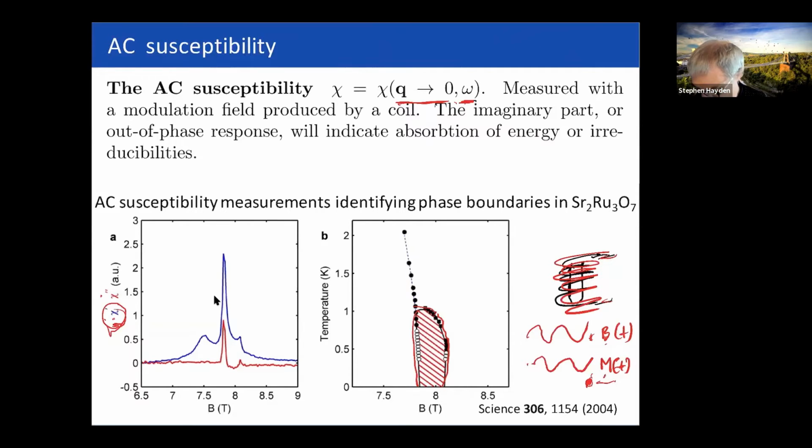So that would be the magnetization that has a cos variation to it. So you can see in this case the red one is the out of phase and the blue one is the in phase, and they look very different. In one you see 2 anomalies, and in the other you see 3 anomalies.